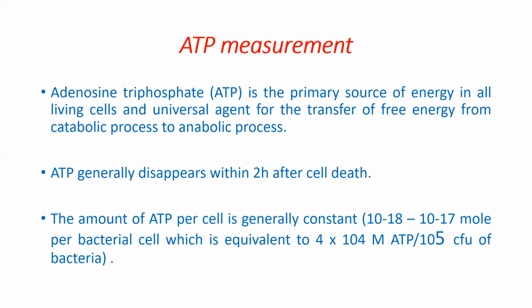The amount of ATP per cell is generally constant, that is 10 to the power -18 or -17 mole per bacterial cell, which is equivalent to 4 into 10 to the power -4 mole ATP per 10 to the power 5 CFU of bacteria. Okay, so if this much bacterial cell is there, that is equivalent to this much amount of ATP per 10 to the power 5 bacterial load.